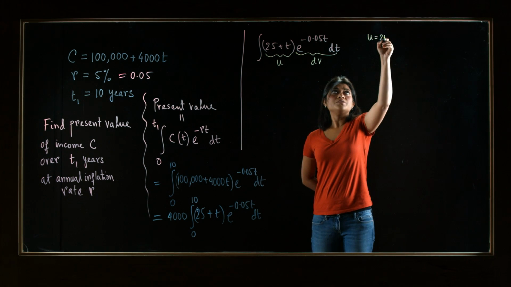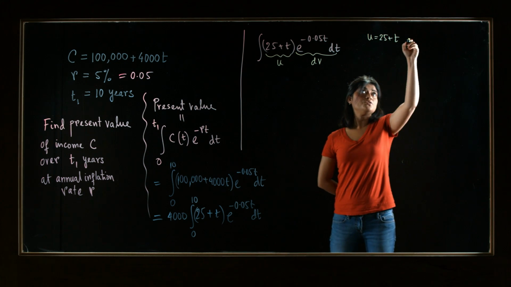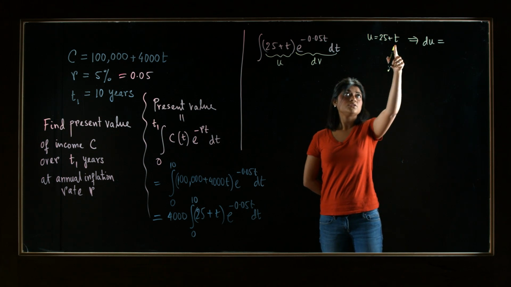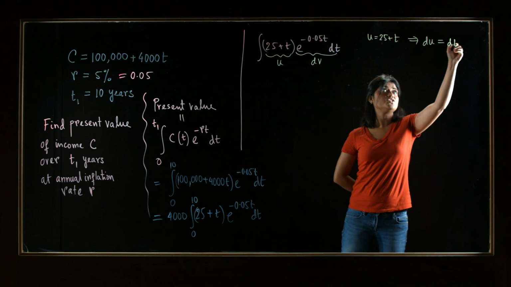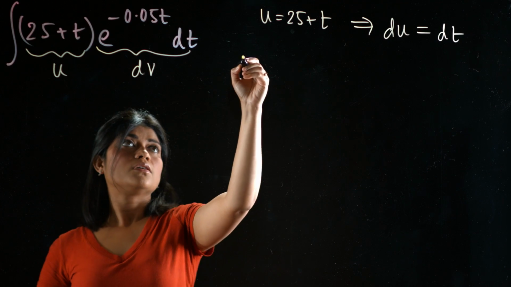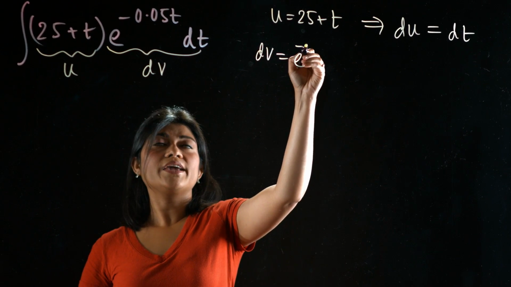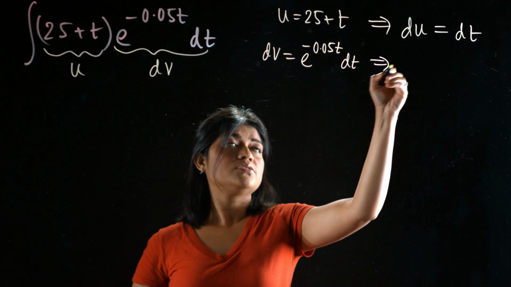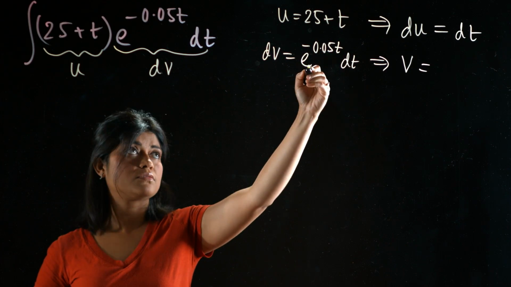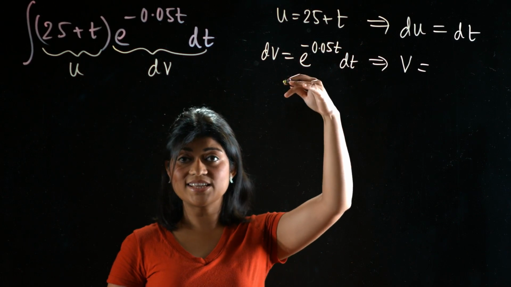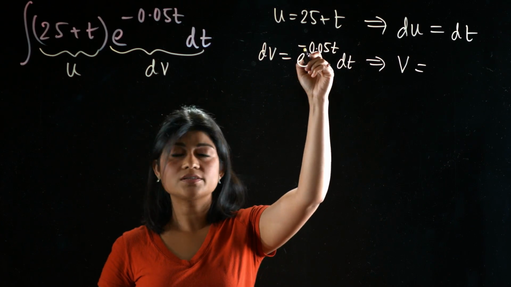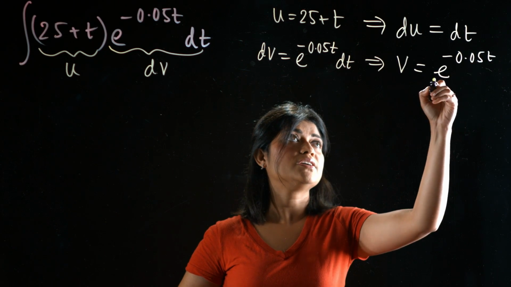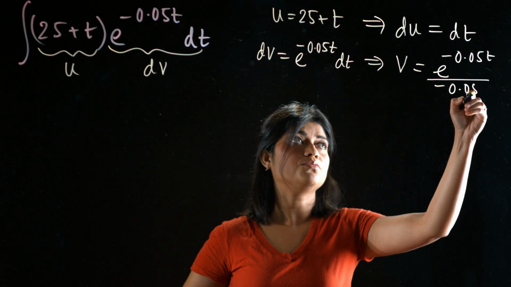So u is 25 plus t. So compute du. Since 25 is constant, derivative is 0, and t, the derivative is 1. So du is just 1 times dt. And then dv is e to the negative 0.05 t dt. So v will be integral of this. An integral of an exponential function is itself divided by the constant. So it will be e to the negative 0.05 t divided by negative 0.05.